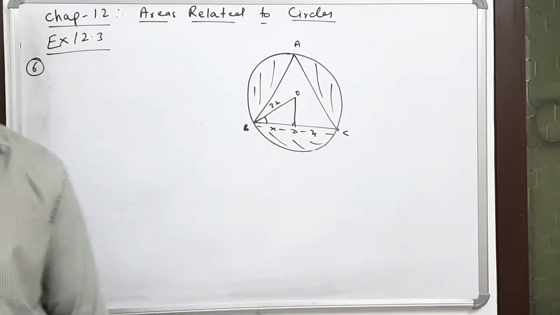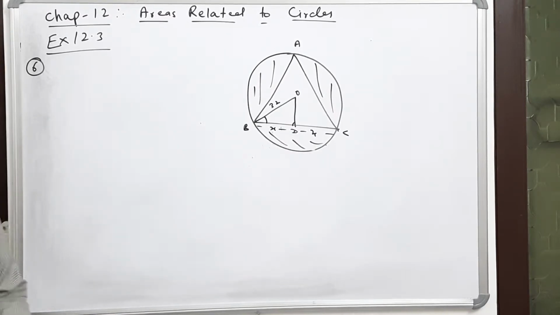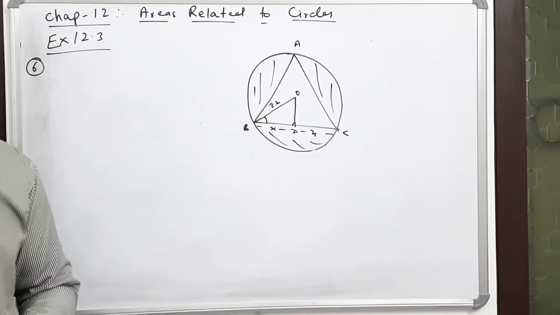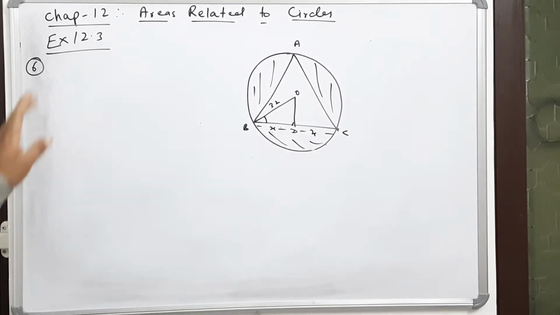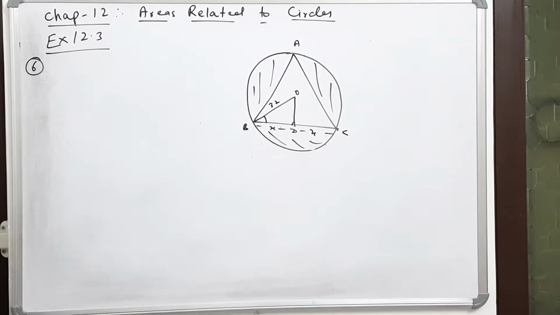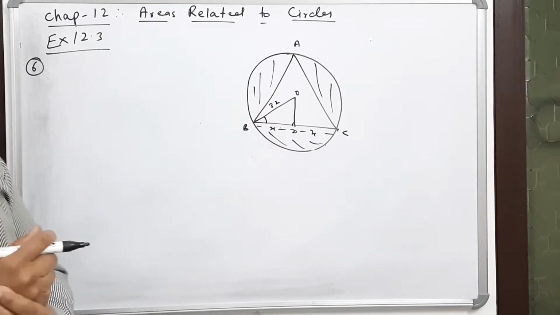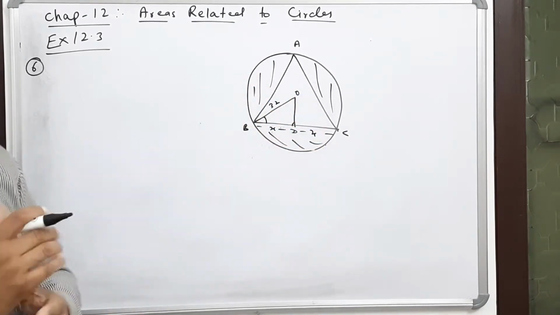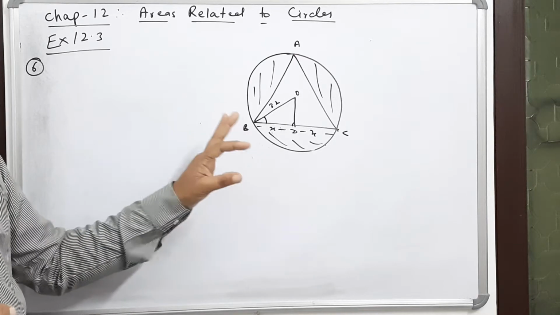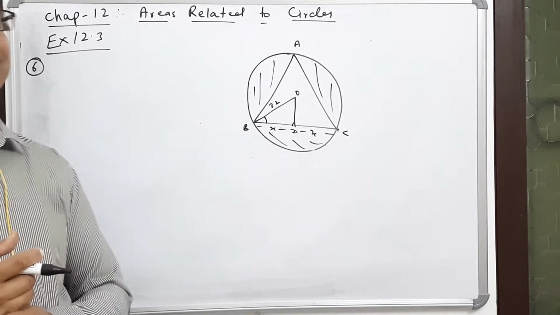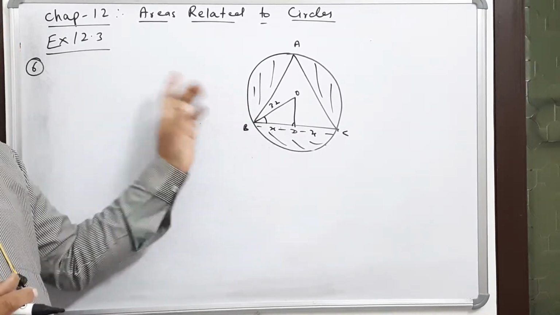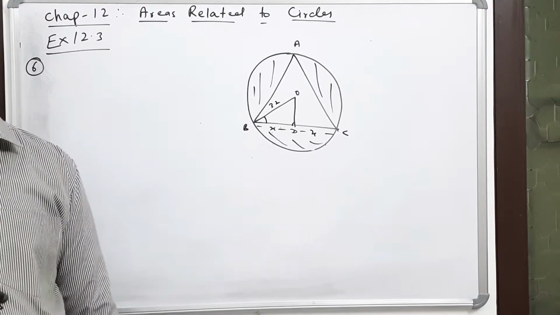Hello dear students, in this video I am explaining exercise 13.3, sum number 6 onwards. Up to sum number 5 I already explained in the previous video. Here there is a circle, and in this circle we have an equilateral triangle, and we have to find the area of the shaded region. In the diagram, the area of the shaded region is the area of the circle minus the area of the triangle.